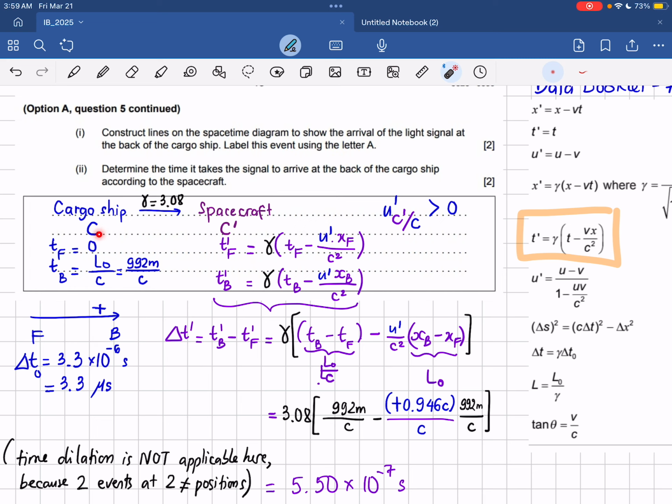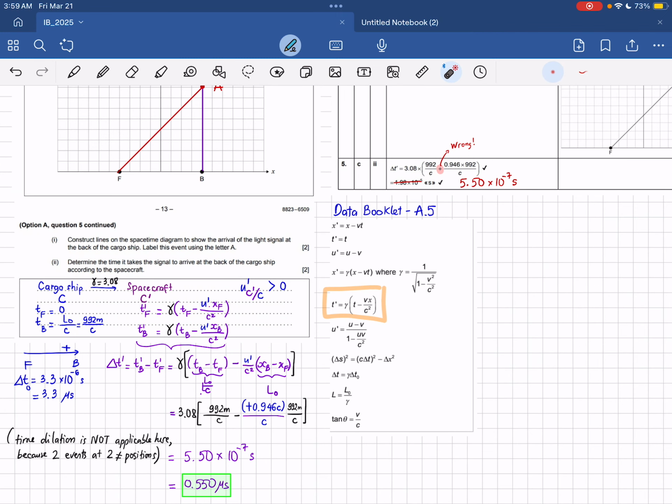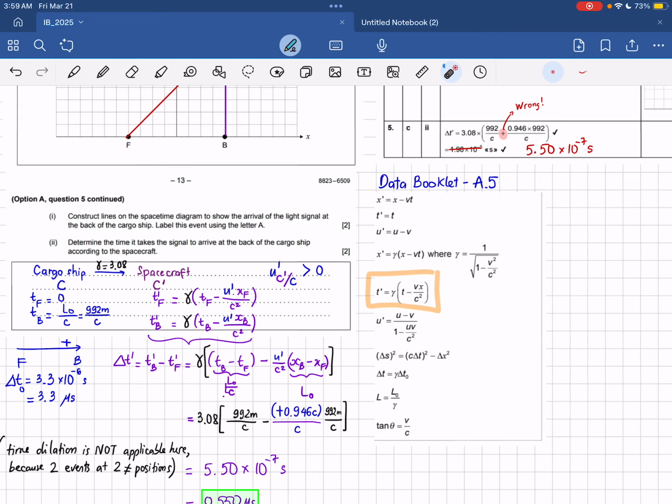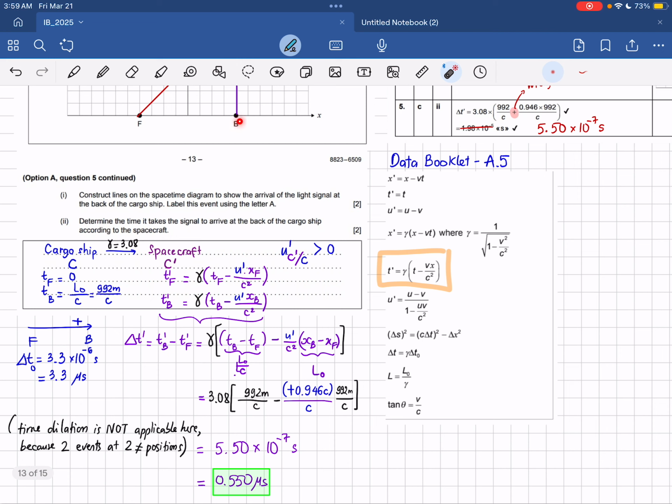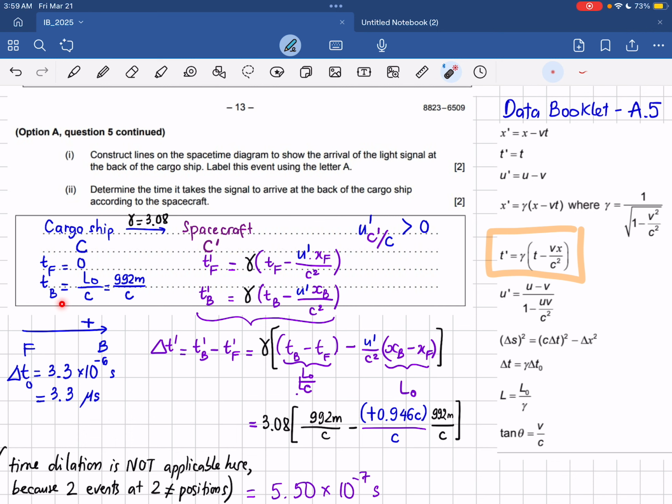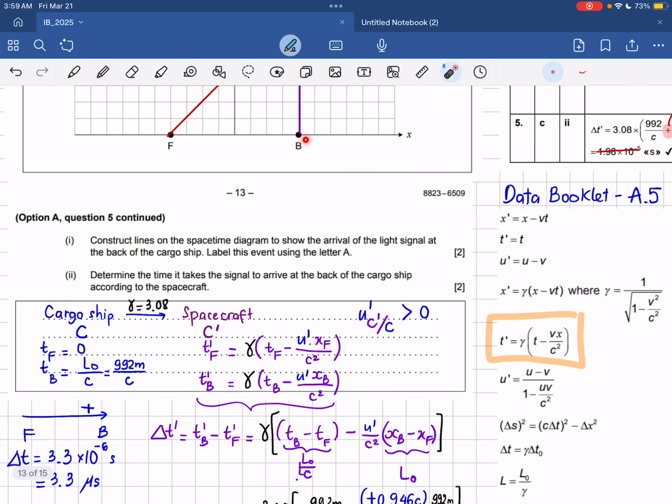Then here we go from the cargo ship. We can see that at the beginning, the signal is emitted from the F position. So for convenience, I will just assign the time point T at F to be 0, okay? And then it will take some time to arrive at B. That will be another event at B. So the time at B will be the time it takes for the light to travel the whole length of the cargo ship as observed in the cargo ship. Then it should be the proper length itself divided by the speed of light, because that's how the signal travels, right? At the speed of light. It's a light signal. So this is the TB in the cargo ship reference frame.